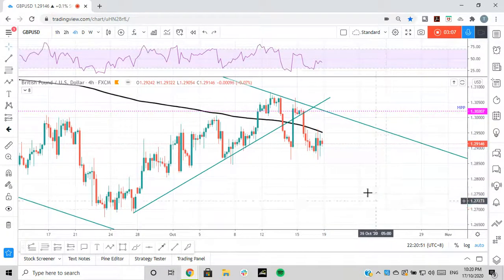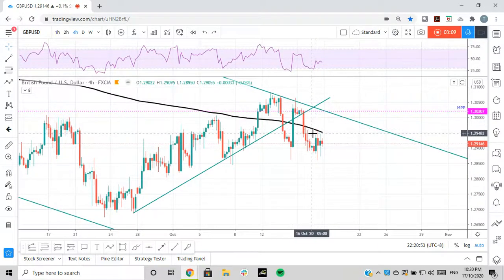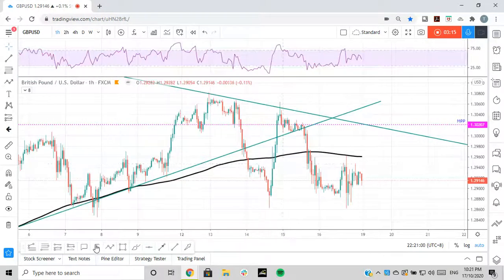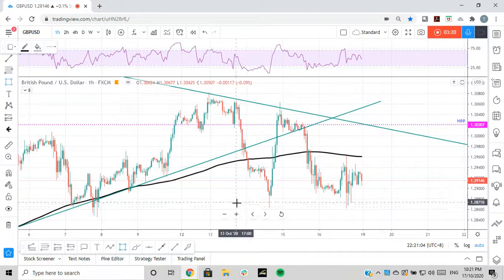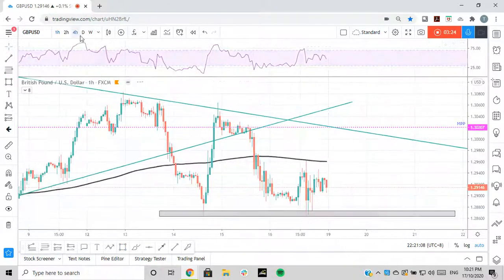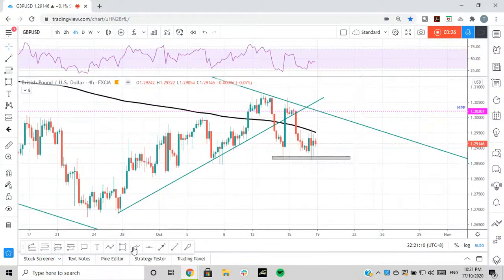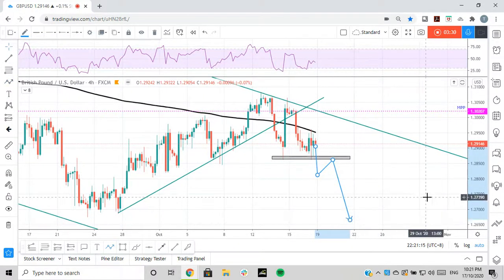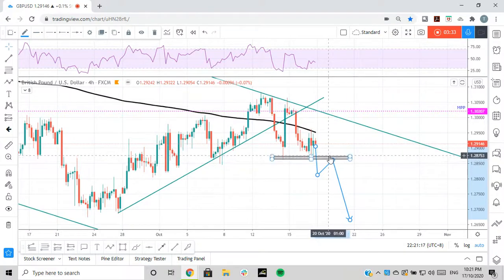Okay, if the move doesn't happen and the 200 MA is held nicely, let's go down to the H1. I'll be expecting this level here, this level to be broken first. So if you go up to the H4, I'll be expecting something like this, then continuation. Okay, so take note of these two scenarios for pound USD.